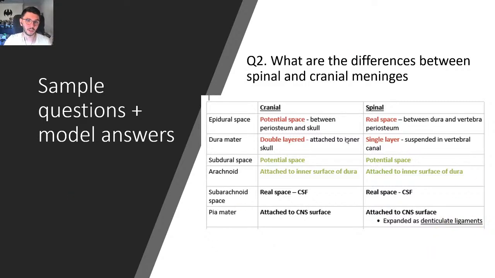Very common question, comes up nearly every year, cranial versus spinal. So yeah, recap: epidural space, potential space here, real space there. Subdural space is present in the cranial, but it's a potential space. Spinal also has a subdural space, but it's much smaller.